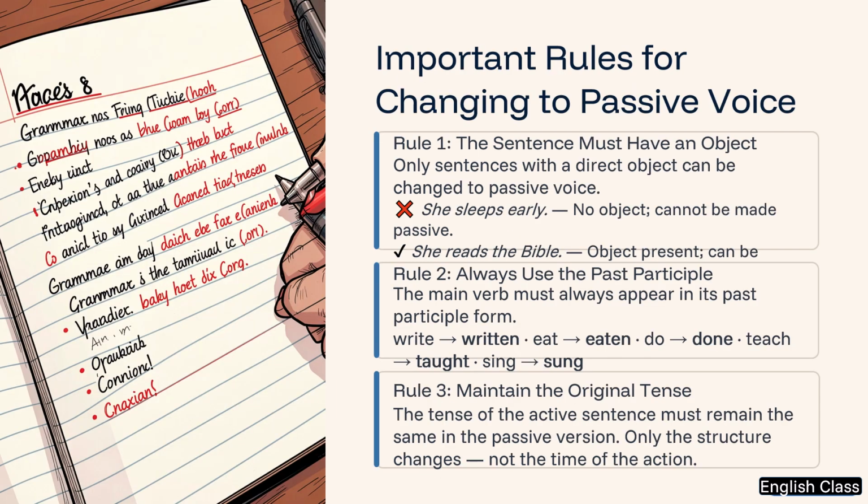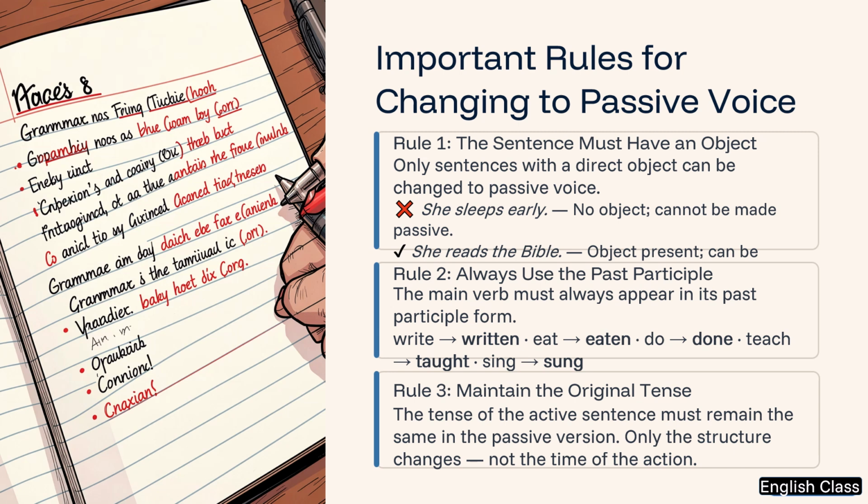So we move to important rules for changing to passive voice. There are rules that are very critical as touching changing an active voice to a passive voice. Rule number one, the sentence must have an object. Only sentences with a direct object can be changed to passive voice. What that implies is that a sentence that does not have an object, I mean, the verb is intransitive, then you don't expect any transformation into a passive voice. It won't work. It can't happen.